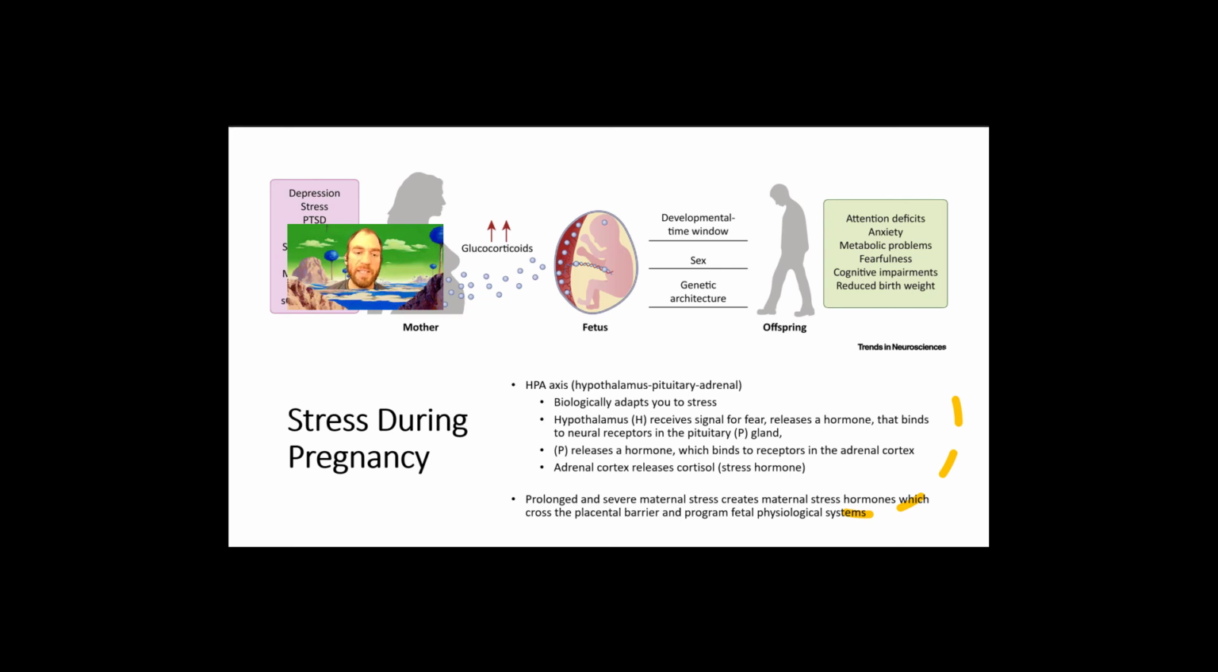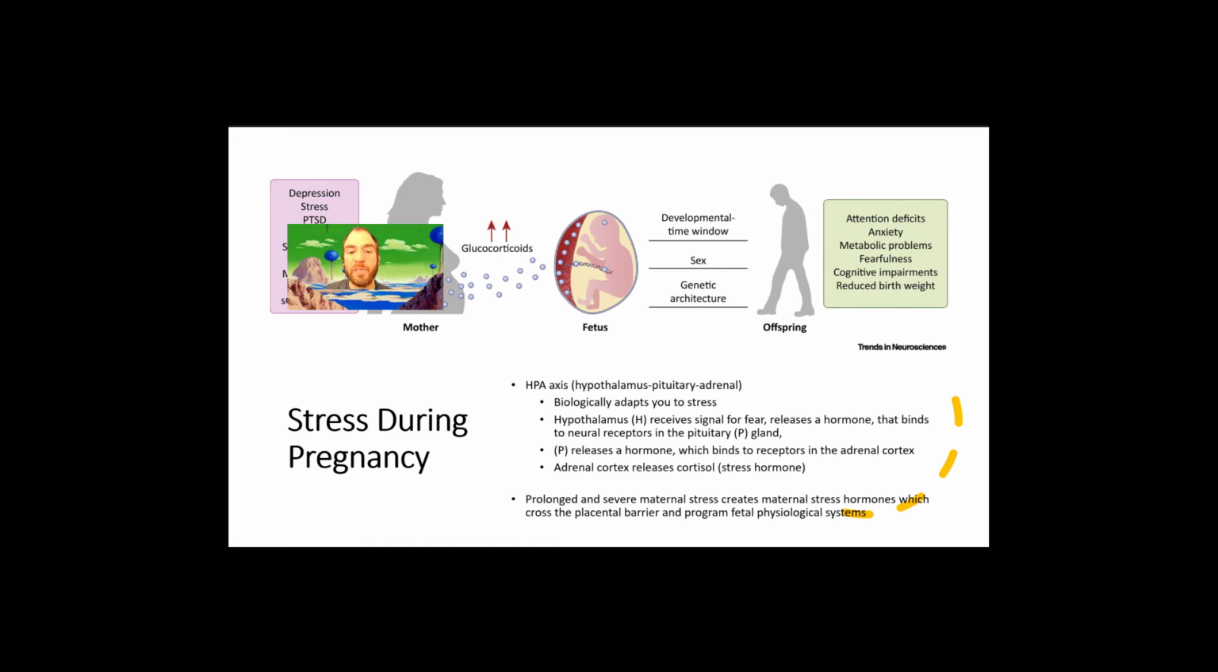So HPA stands for the hypothalamus, the pituitary gland, and the adrenal gland. So the hypothalamus receives a signal for fear and it releases a hormone. And through a chain of biological reactions, eventually the stress hormone cortisol is released.